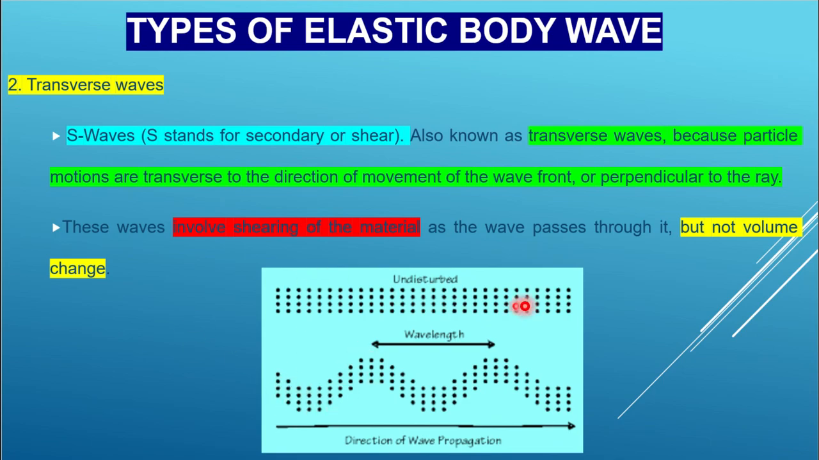Here these are the undisturbed atoms, and when a load is applied onto the material, it creates an S wave. Here you can see the particle motion is perpendicular, right? That is, shearing happens. It involves shearing of the material. This is called S waves. This will usually be asked for 4 or 6 marks, and you need to explain the two different types, P waves and S waves.